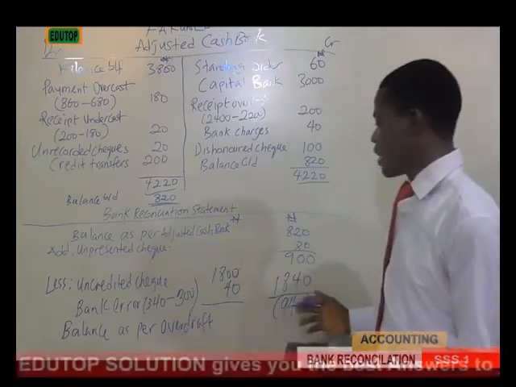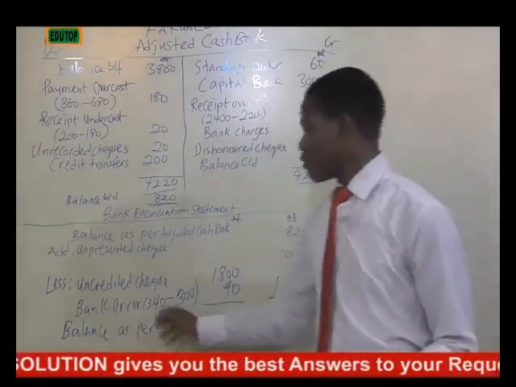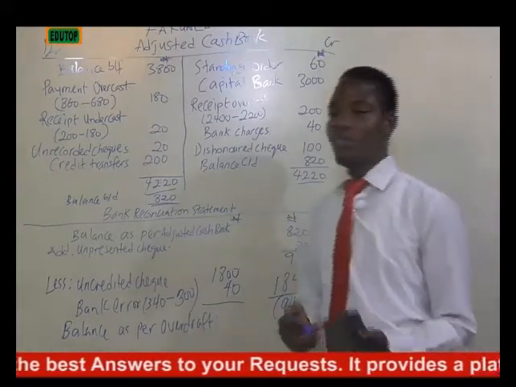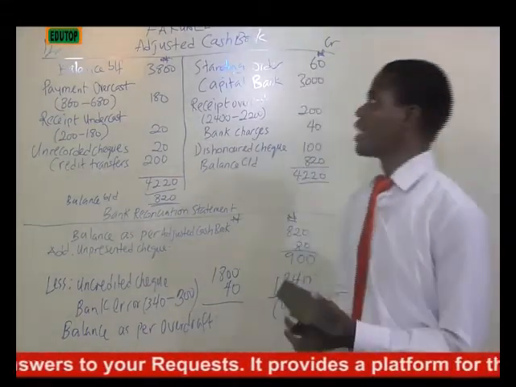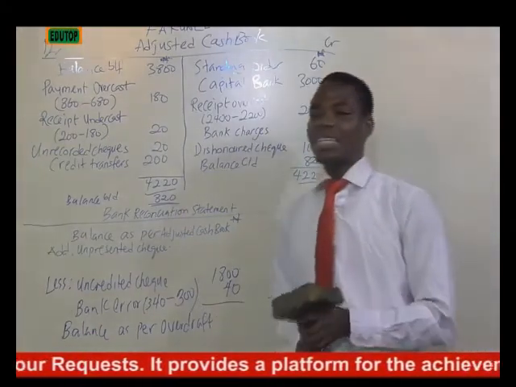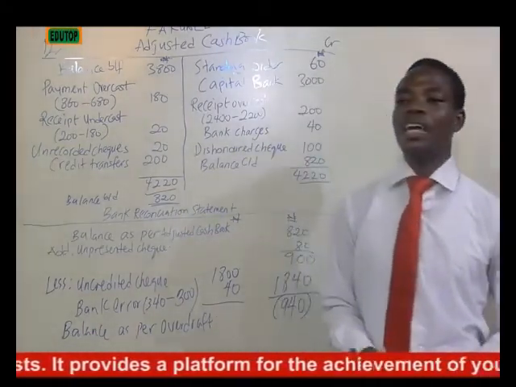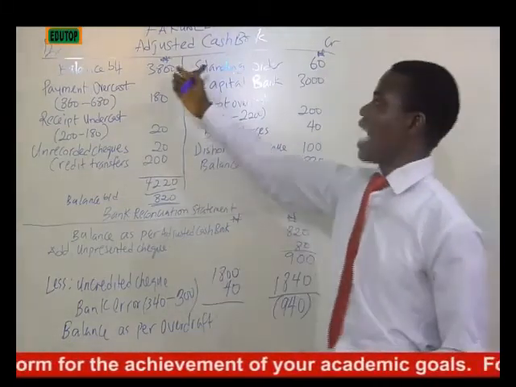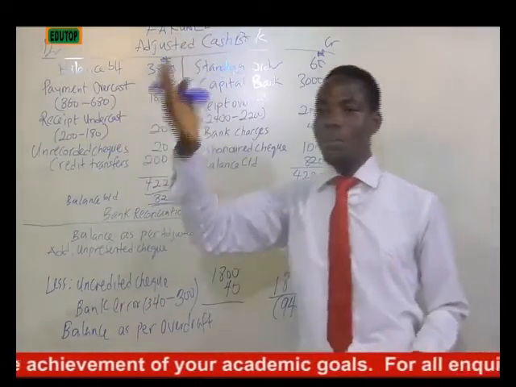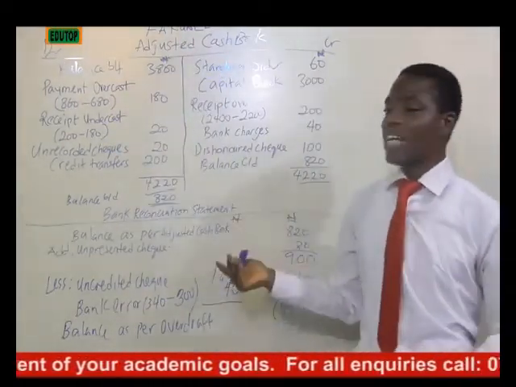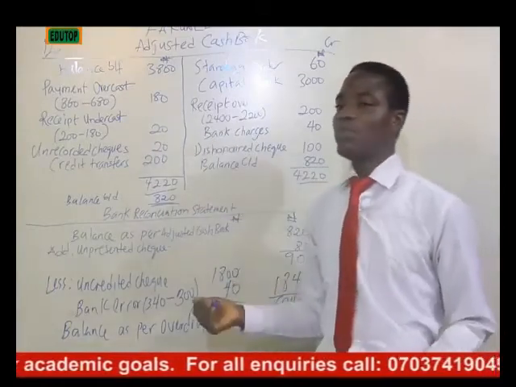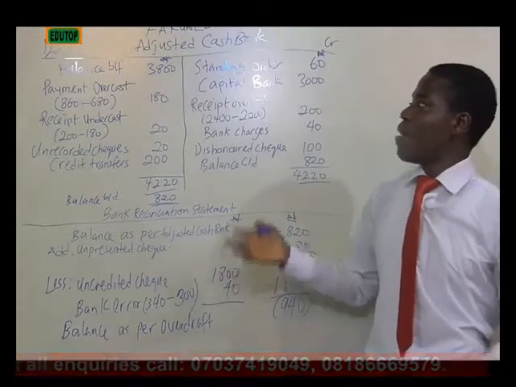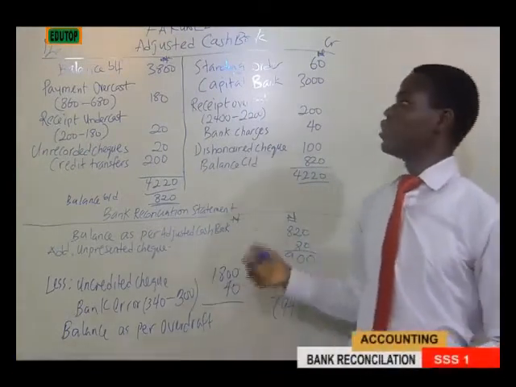But if it is not overdraft, you just write balance as per bank statement, which is the figure that you might be given in the question. So that is that about the adjusted cash book. And another thing is that you might be given a question like this. You might not be told to prepare an adjusted cash book. You might be given this kind of information, and the examiners might tell you that you should prepare the bank reconciliation statement only.